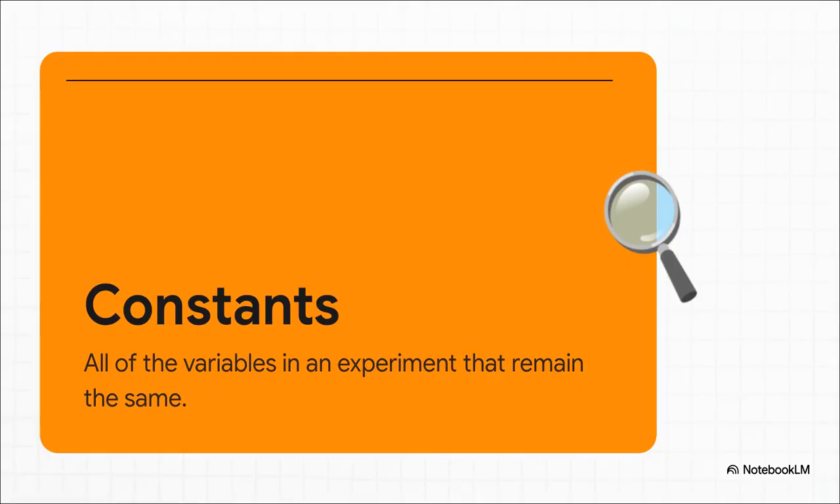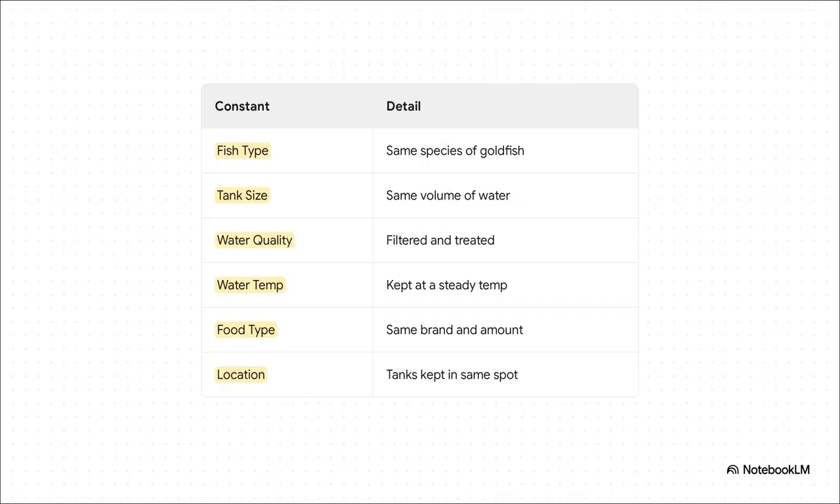So, to make sure we're only testing the food and not something else by accident, we have to keep all those other variables exactly the same. We call these our constants, and they are absolutely crucial for a fair test. I mean, just think about all the other things that could affect a fish's health. We have to lock them all down. So we'll use the same kind of goldfish, in the same size tank, with identical water, temperature, the same brand of food, even the same spot in the classroom. That way, we know for sure that any changes we see are because of our one variable and nothing else.